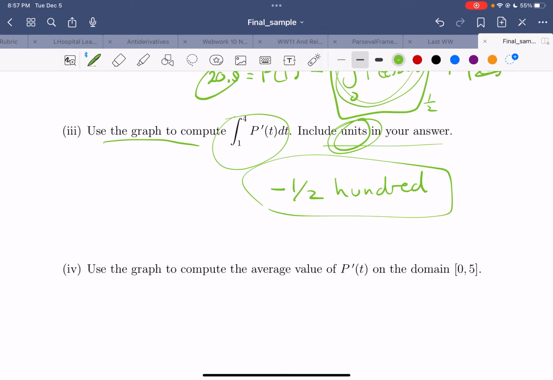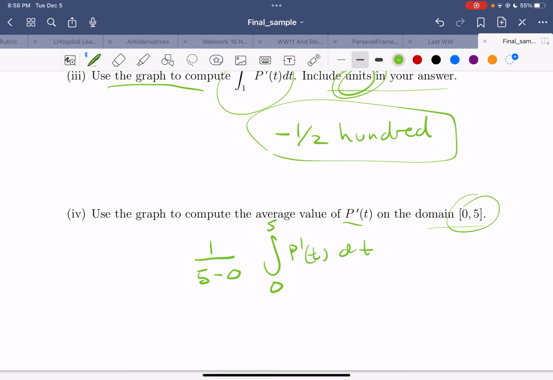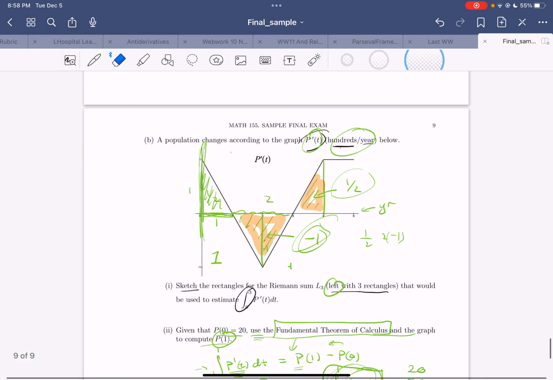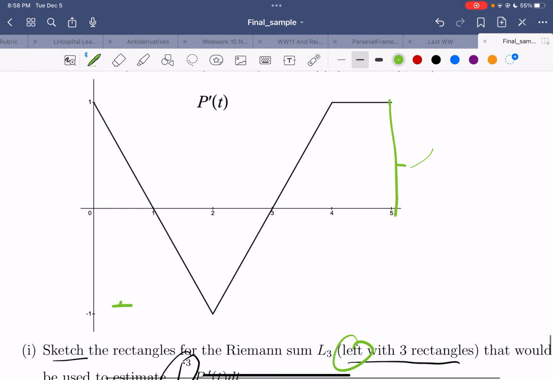Yeah, whatever. It's silly. All right, use the graph to compute the average from here to here. So that means we have to take the length of our interval. We get the total area, the integral from 0 to 5 of p prime of t dt, and then we divide it by the length. That's the computation we need to do. All right, fine. So let's do it. We're over here. Boom. All right, we need all the area. We're going from 0 to 5.